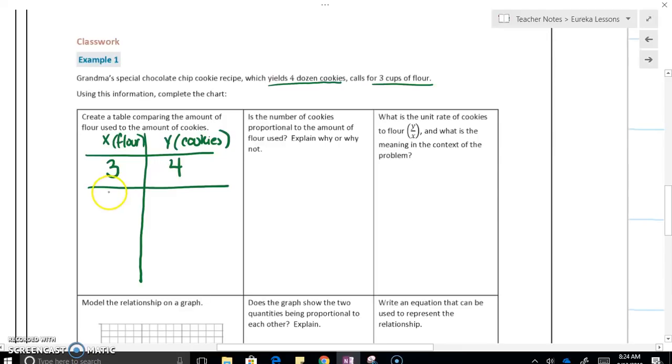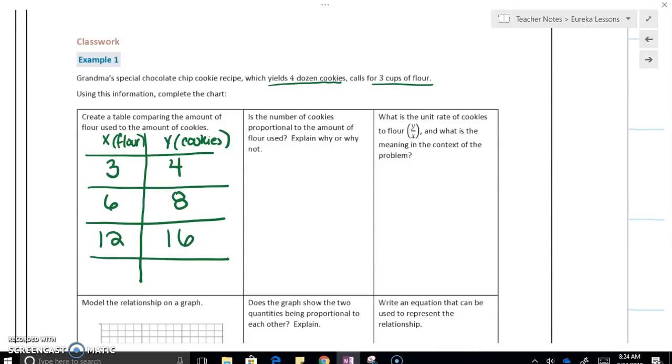So then that means that 6 cups of flour will yield 8, just doubling it if you can see that. Hopefully you saw the pattern. If I double my recipe again, I'm going to yield 16 cookies. Okay. Is the number of cookies proportional to the amount of flour used? Explain why or why not.